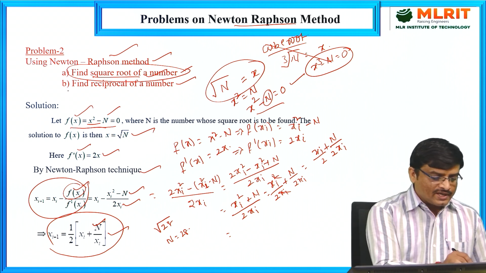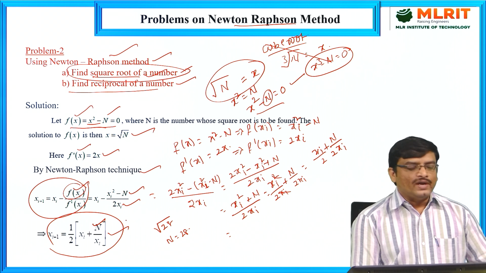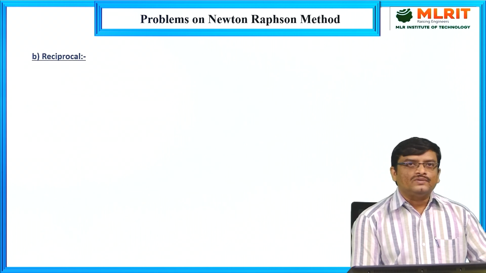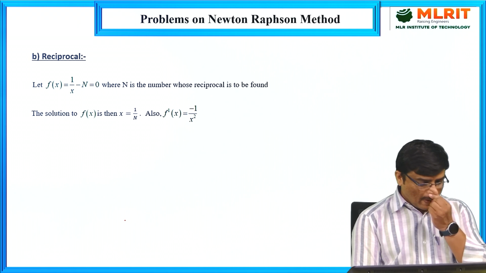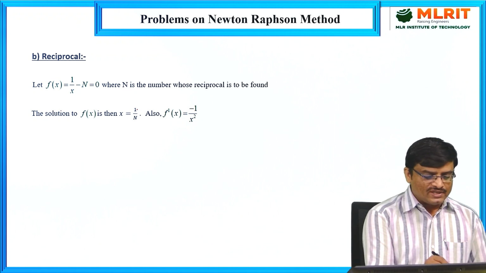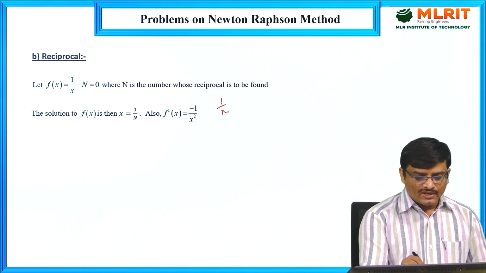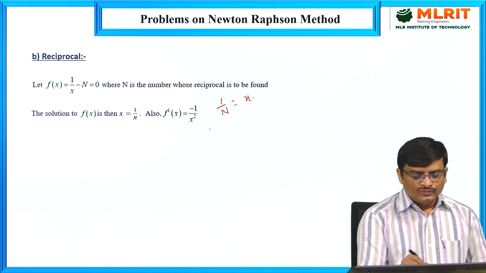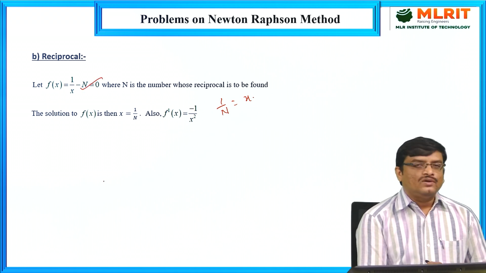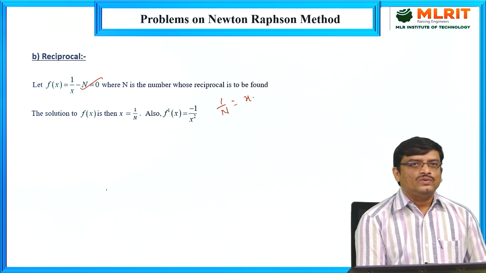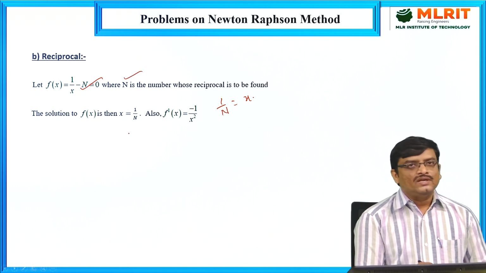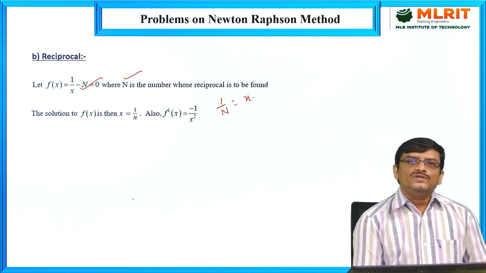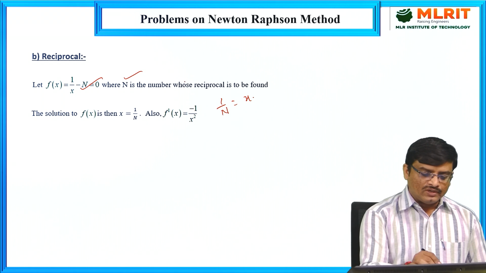Now in the second case, we will see how to find the reciprocal of a number. I will consider that the reciprocal of n, 1 by n, is equal to x. From this you will get an equation of the form f of x is equal to 1 by x minus n is equal to 0. Similarly, n is the number for which you are going to find the reciprocal.